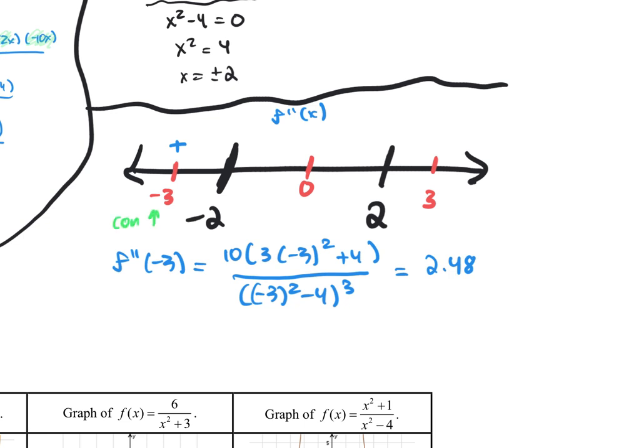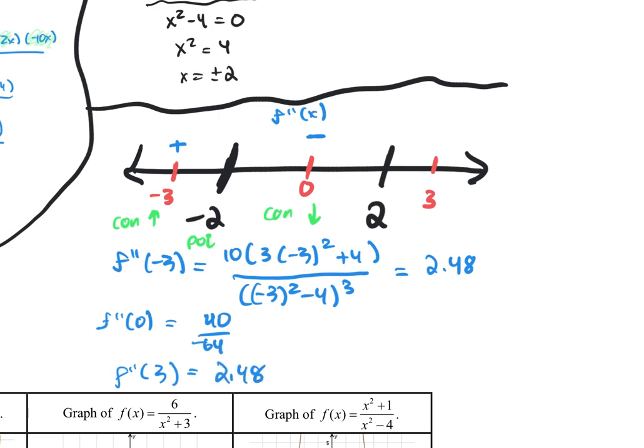Okay, so continuing on, when you plug in 0, you're going to get 40 over -64. And that is just going to be negative. And therefore, on that interval, -2 to 2, we know it is concave down, which tells us that -2 we think is a point of inflection. I'll tell you why I'm saying that in just a moment. And when I plug in f double prime of 3, the second derivative of 3, we again get 2.48.